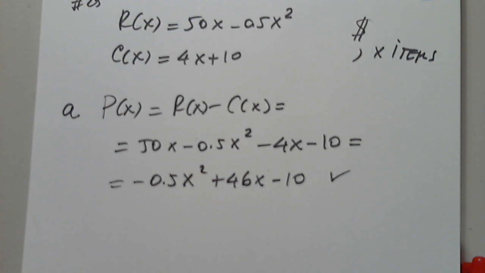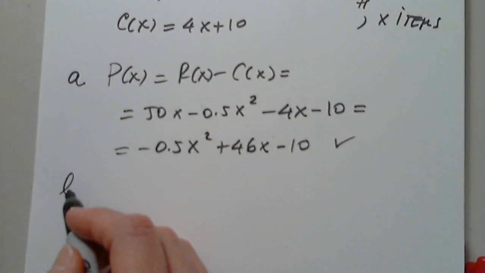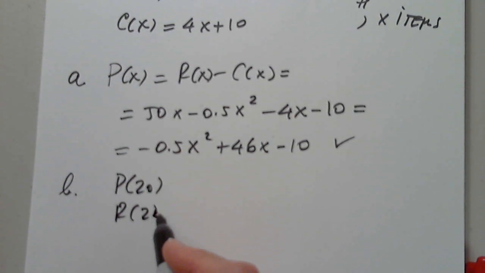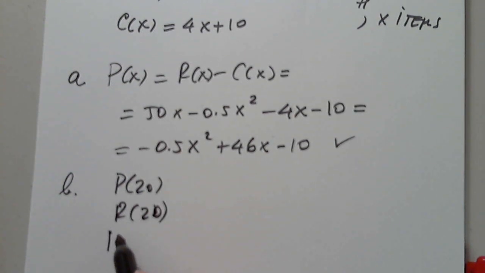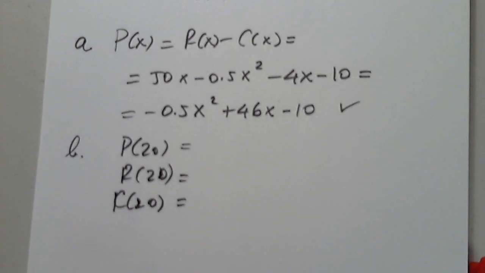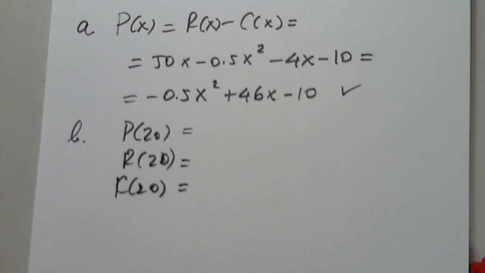Part B. R of 20, C of 20, and P of 20. Fine. Profit at 20, revenue at 20, and cost at 20. Good. So I'm going to plug it in. I am going to share my screen. Here it is.